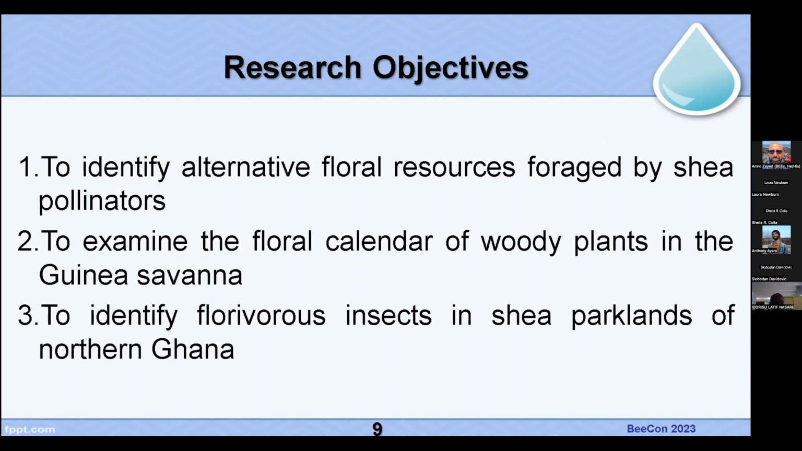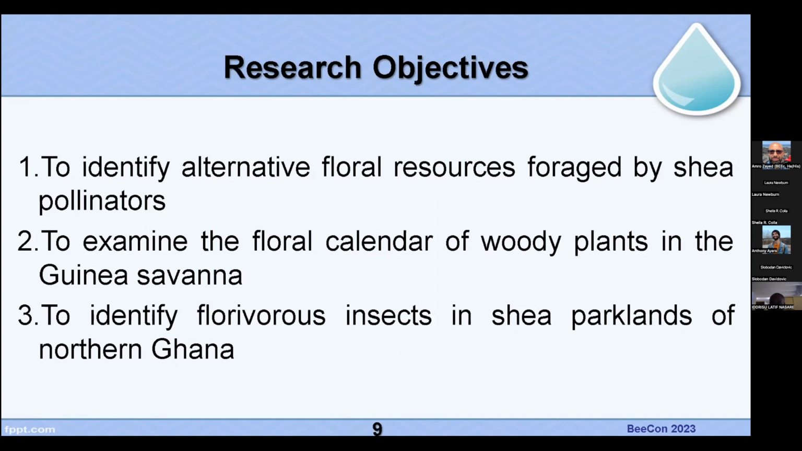So the objective was, one, to identify which other flowering plants exist in the shea parkland, and what is the calendar of flowering within the year, the monthly distribution of the flowering plants. And then which insects visit these plants.